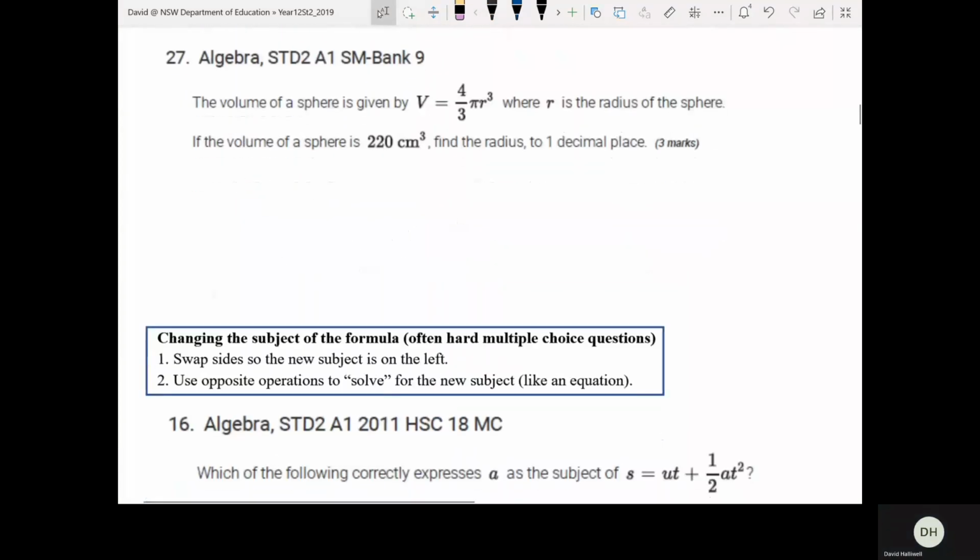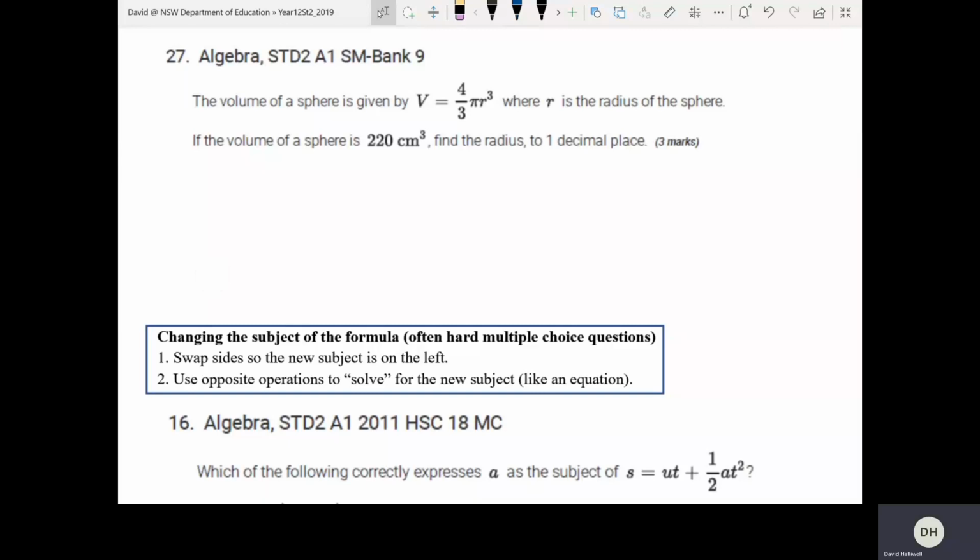Next one. The volume of a sphere is given by this rule, where r is the radius of the sphere. If the volume is 220, find the radius to 1 dp. So volume is 220, that's V. Substitute into the rule: 220 equals 4 over 3 pi r cubed. When you have a fraction times one term, it's the same as putting it all over 3, with the pi r cubed in the numerator.